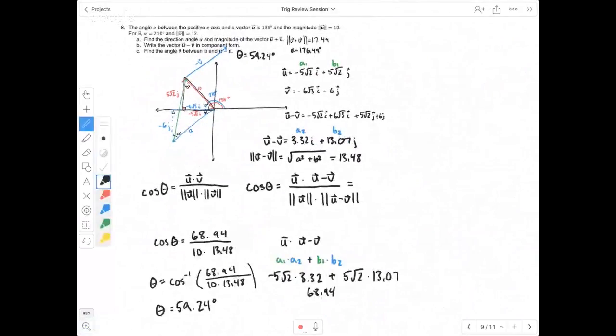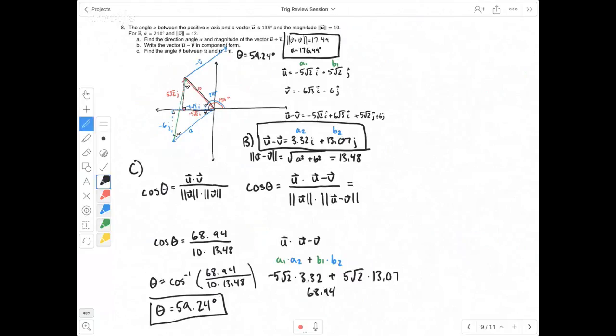Just because it's not super clear, let me mention this here. That's the answer to part B. And this was all work we did for part C. And there's the answer for part C. And this, I think, is pretty clear as the answer to part A. Any other questions about number 8? Or should we move on to number 9?